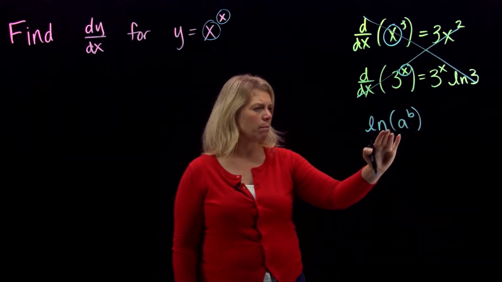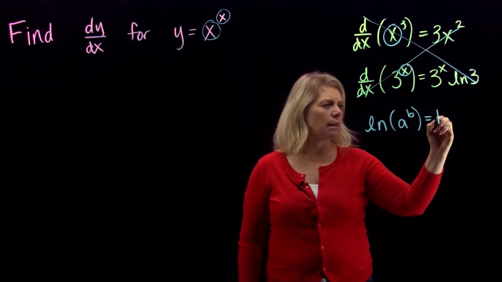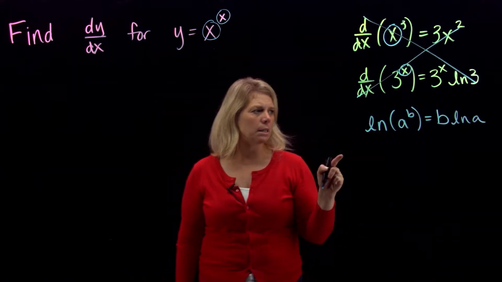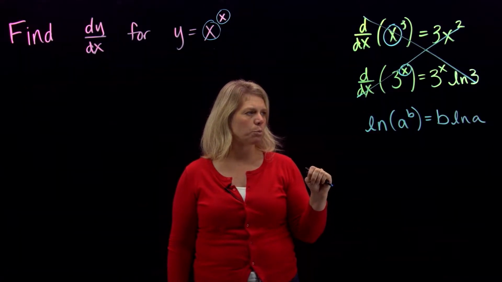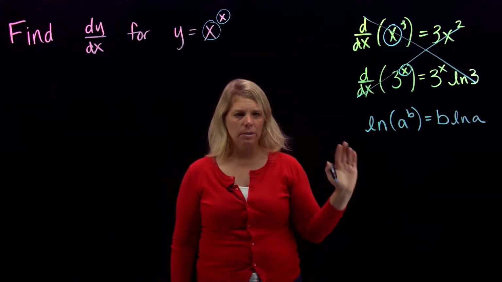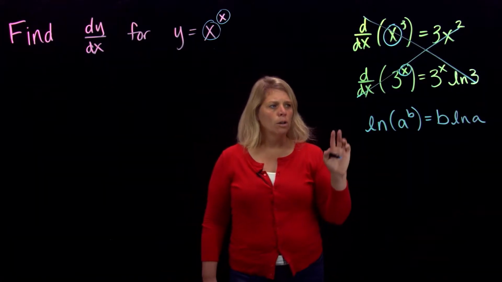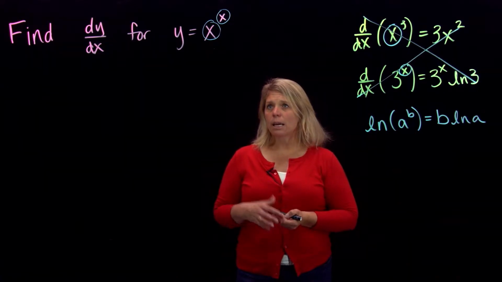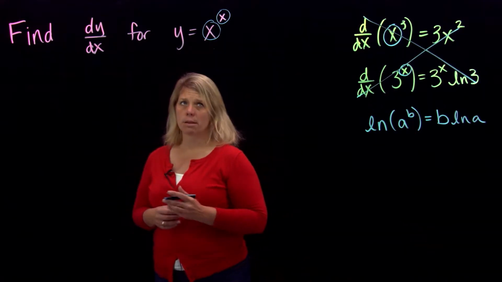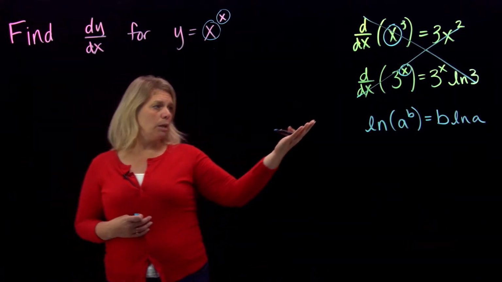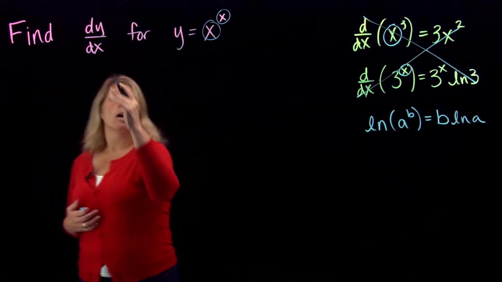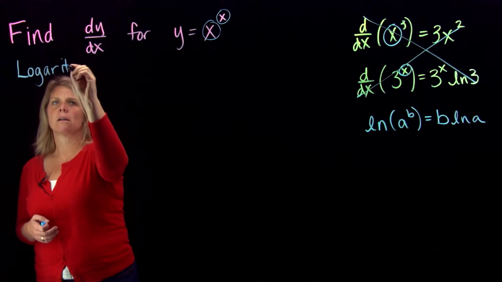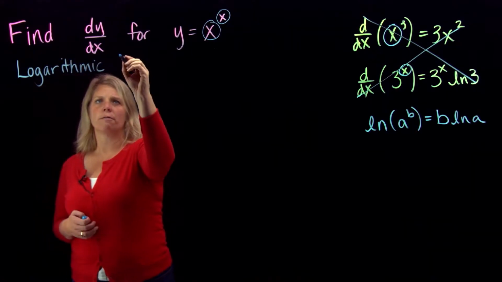It says if I have a logarithm of a power, I can rewrite that as b times natural log of a. That was in some of the review we did at the beginning of the semester. So that's not a derivative property, that's just an algebraic property of logarithms. We're going to use that and then some implicit differentiation. The technique is called logarithmic differentiation because we're going to use logarithms to do it. I'm going to write that word here so you remember what it's called. Logarithmic differentiation.